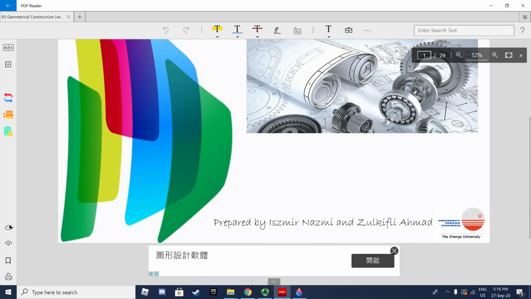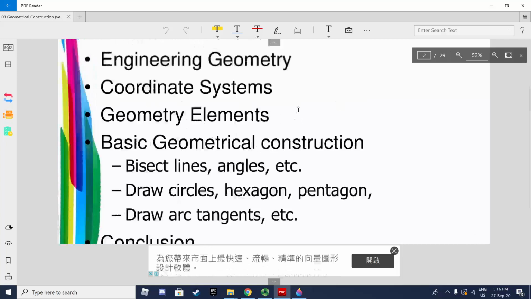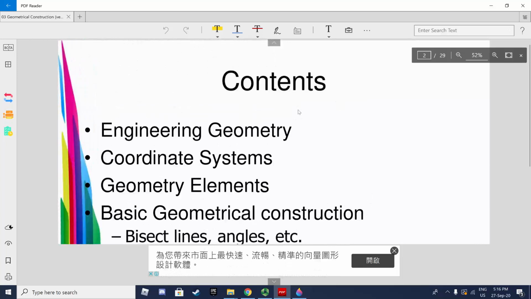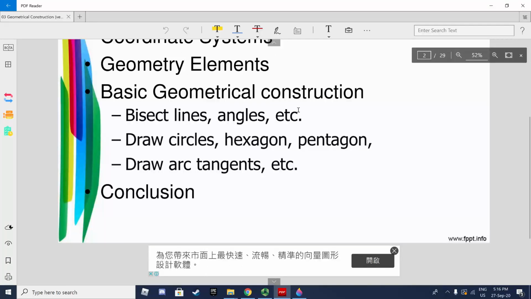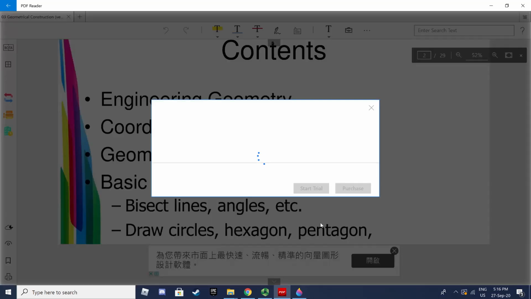Basically, by this point you need to have your geometrical set, and then you need to construct your geometrical construction, the semaphore number 3. So for today's content, you should be able to learn about engineering geometry, coordinate system and geometric element, and basic geometrical construction: bisect line, angle, etc., draw circle, hexagon and pentagon.